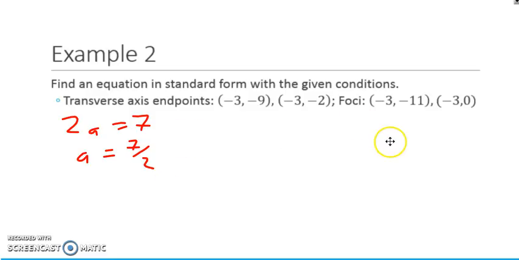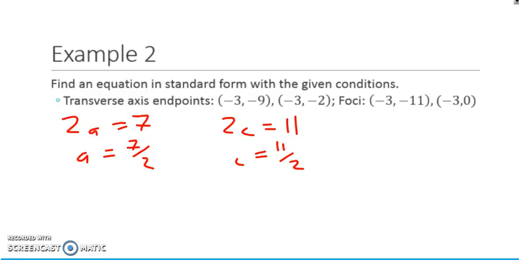I'm going to go ahead and do the same thing to find the c value. So I have foci with x of -3. Those are the same. They didn't change, so I'm going to ignore those. But if I look at the y coordinates, it goes from -11 to 0. So that means the 2c value is equal to 11. So c equals 11/2. So the next part will be a little ugly just since I got fraction numbers for a and c, which we don't do very often.